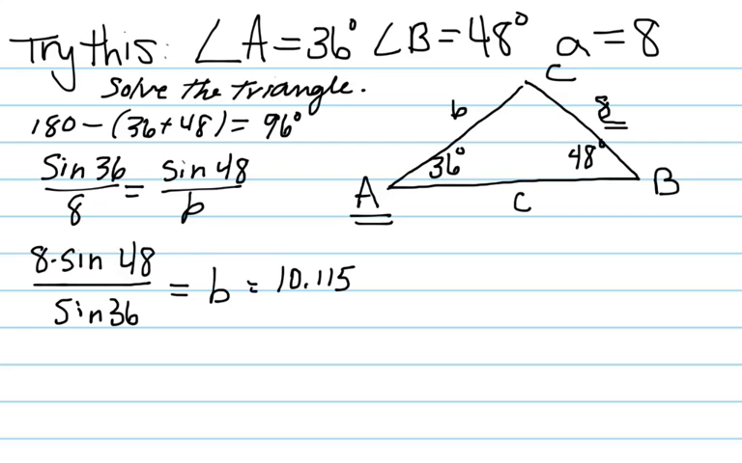B is this. If we set up the solution for finding side C, it ends up being sine of 36 over 8 equals sine of 96 over C. I had to find that angle first before I could do this. And we find that C ends up being 13.5.